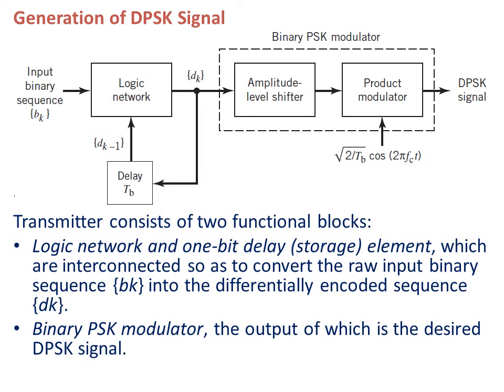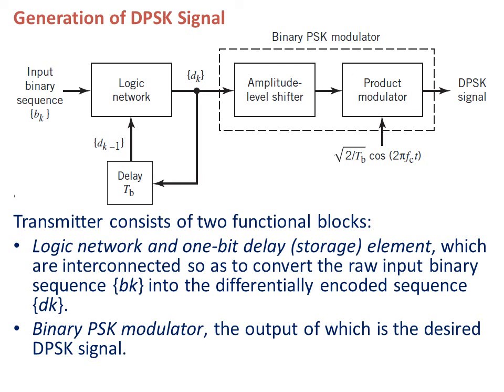The second functional block is the binary PSK modulator, the output of which is the desired DPSK signal. Here in this block, the differentially encoded bit is considered and PSK operation is performed on it. That means if the differentially encoded bit is 1, transmit it as it is, or if it is 0, perform a 180-degree phase shift with respect to the previous bit. That particular carrier is transmitted.